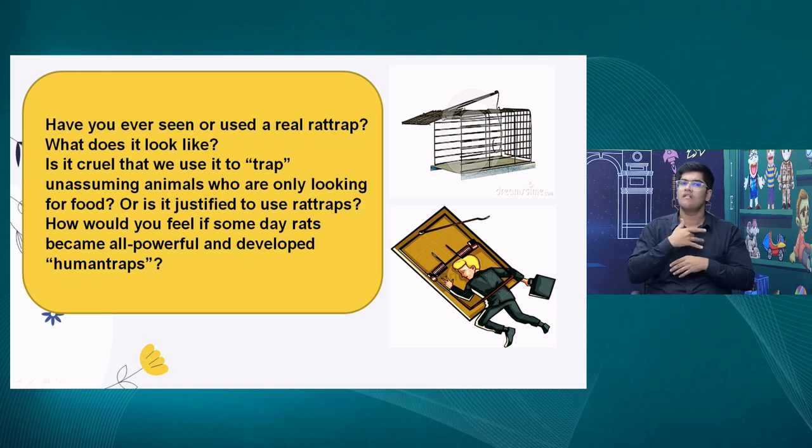And if children say that it's justified, then you can throw another question at them and say, how would you feel if someday rats became all powerful and developed human traps? So then how would you feel about it? So there can be a talk like that to establish what a rat trap is and how it works. While this is happening, you can also take to class a real rat trap like I have here.